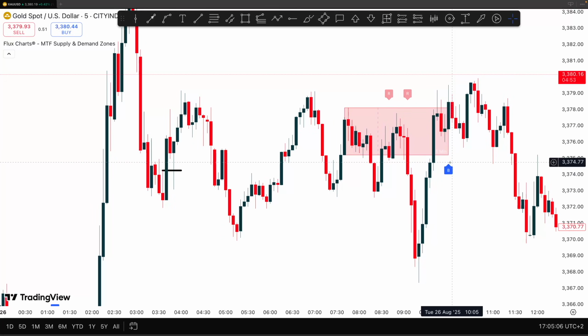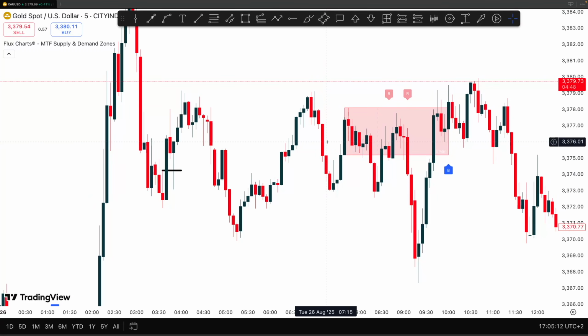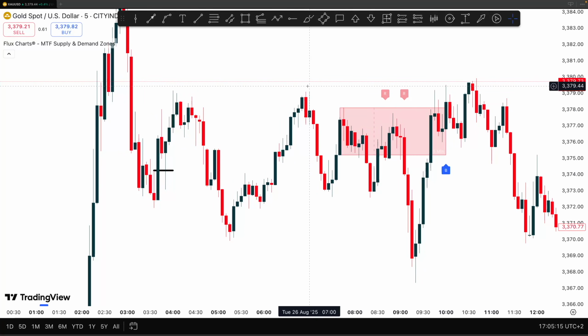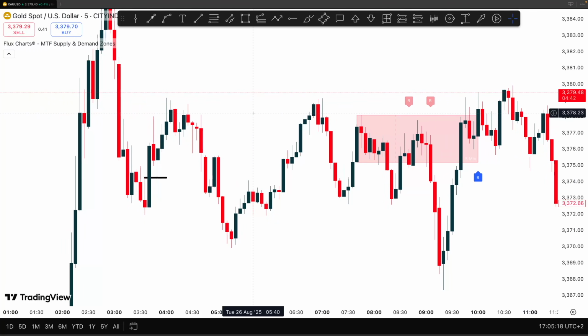And another thing, this can happen at any time in the market. That's one thing you should know. It can happen at the top or at the bottom of the market. It just depends where you got it.